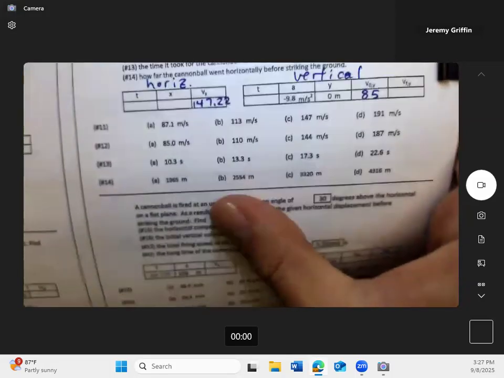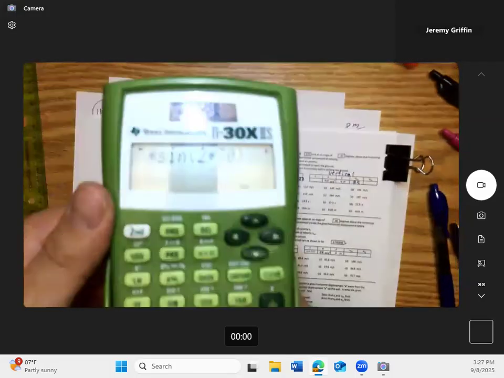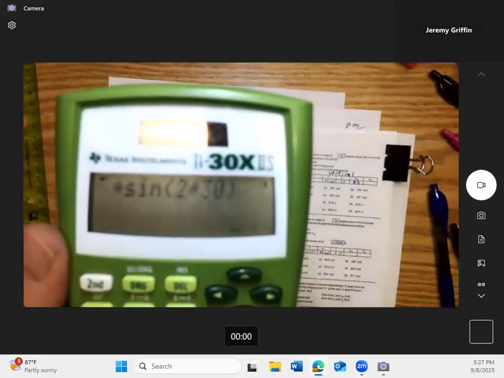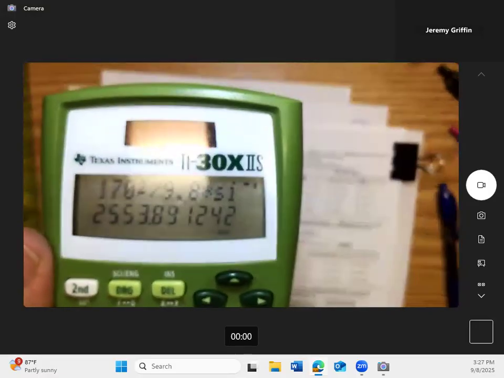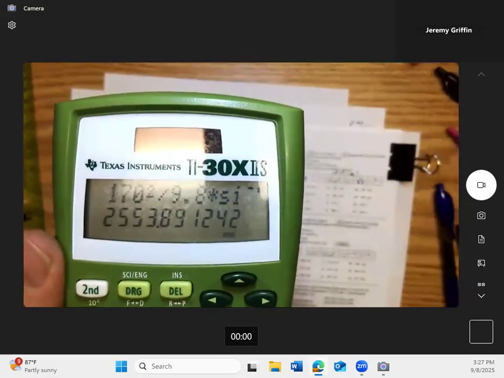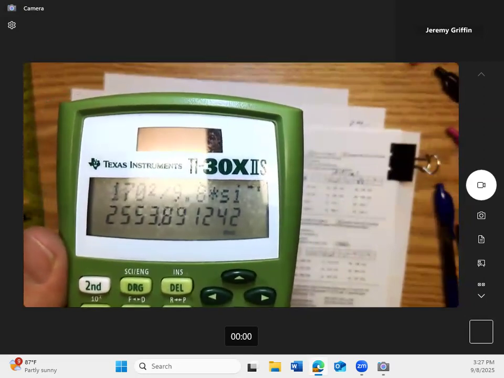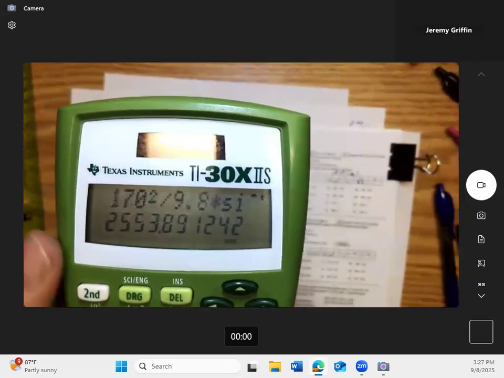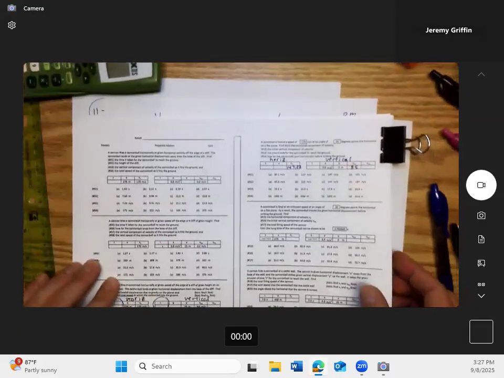I got 2,554 meters. Guys, this better say 2554. Let's see if it says 2554. Bam! Close enough. 2553.89. Oh, yeah. So the ball landed there. All right.